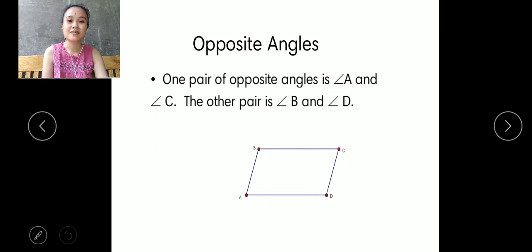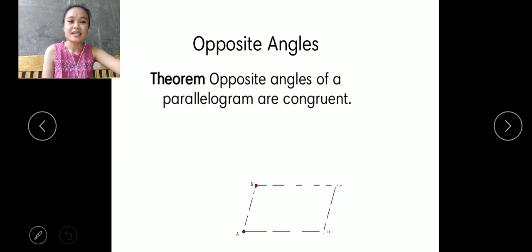Opposite angles. One pair of opposite angles is angle A and angle C. The other pair is angle B and angle D. The opposite angles theorem: opposite angles of a parallelogram are congruent, as you can see in the illustration.